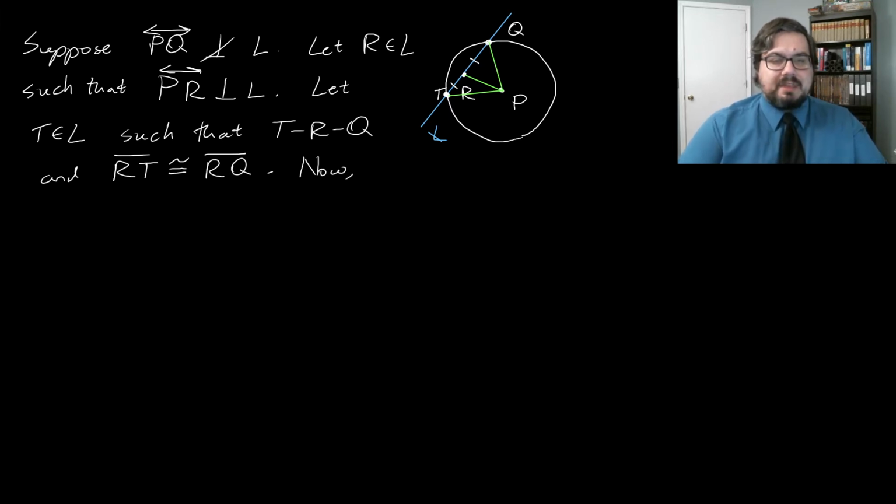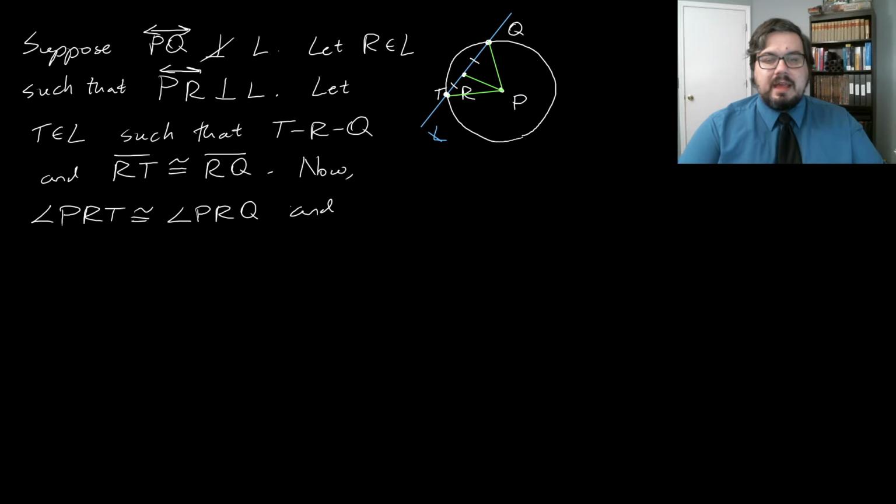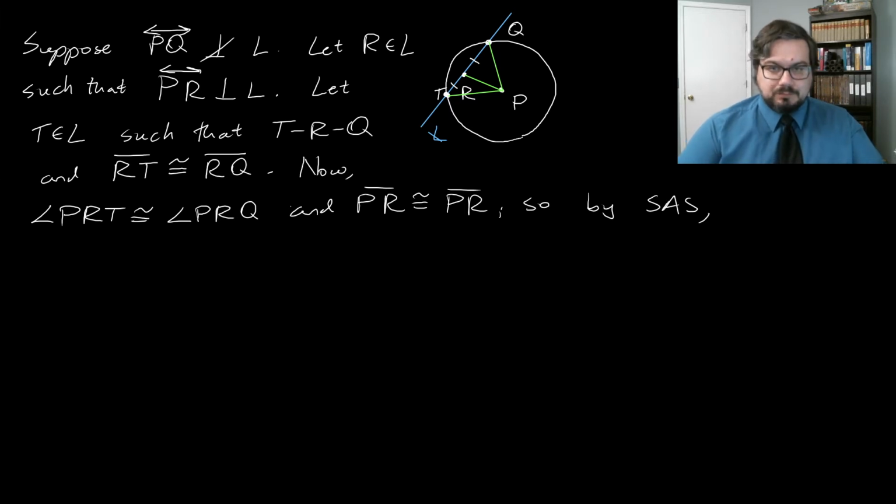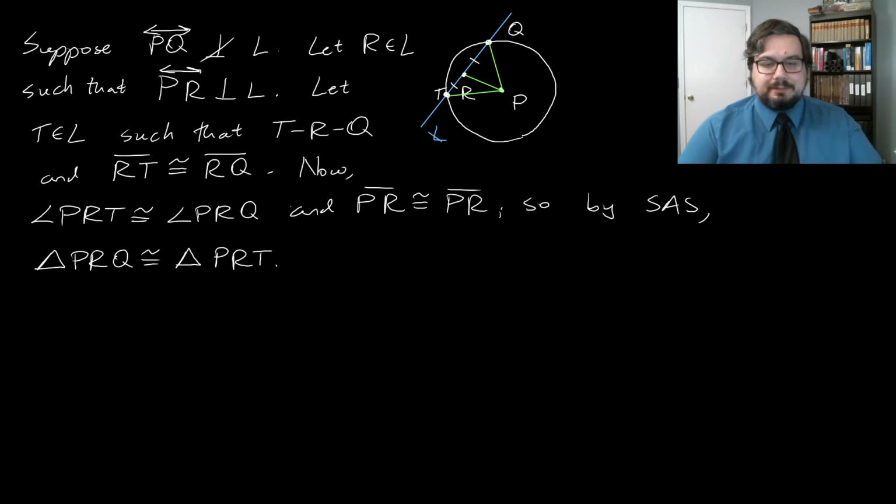So now we have that angle PRT is congruent to angle PRQ, since they're both right angles, and we have that segment PR is congruent to segment PR, of course, because congruence is reflexive. So by side angle side, we have that the triangle PRQ is congruent to the triangle PRT.